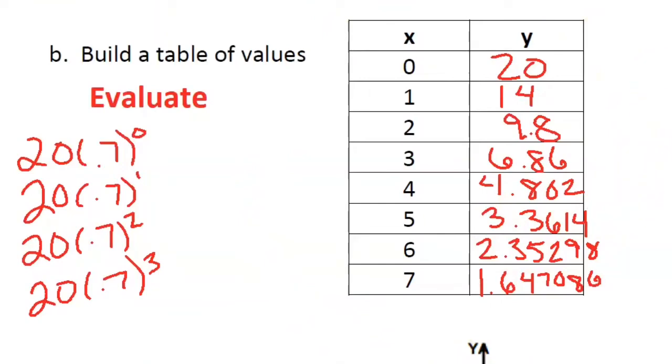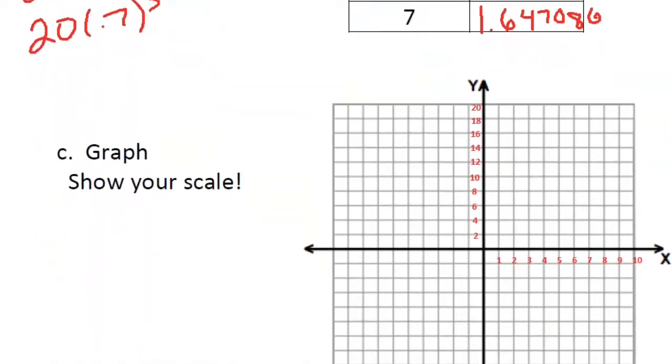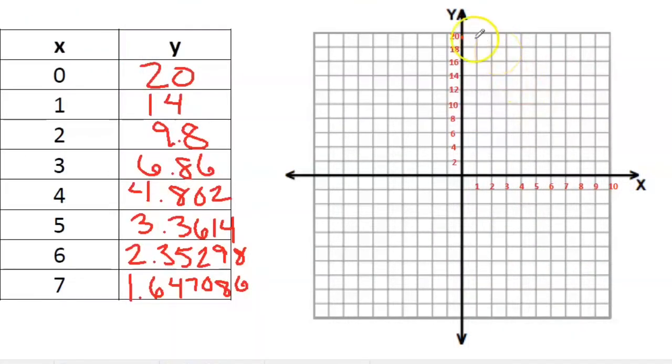So now what we're going to do is graph this. Okay, and on my graph, as you can see, I already labeled my x and my y axis. On my x axis, I'm going by 1s. However, on my y axis, I am going by 2s. That way I can fit all my points. Okay, so now we're going to start graphing. Our first point is going to be at 0, 20. Our next point is going to be at 1, 14. 2, 9.8.